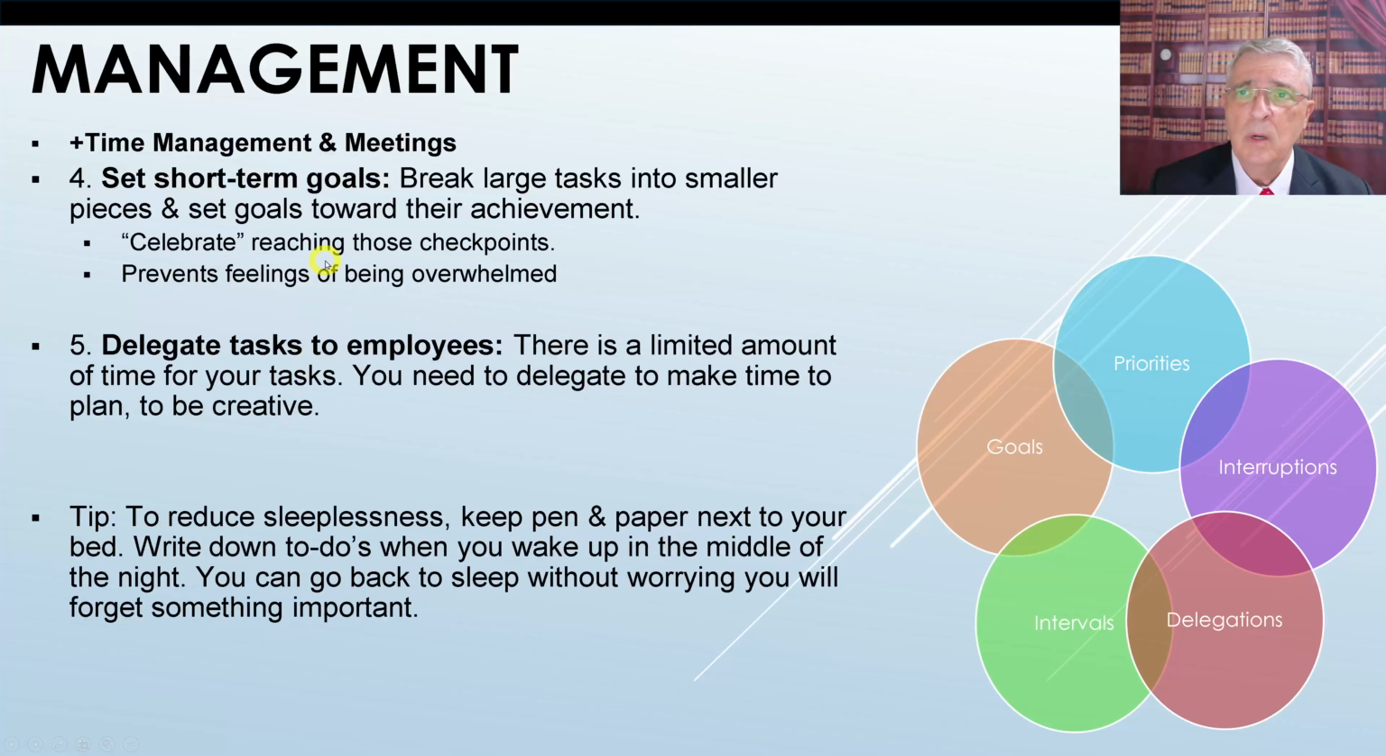You set short-term goals. You break big tasks into smaller pieces and you set goals towards that achievement. So maybe you have something that's going to take 5 days, and every time you finish a piece of it, you reward yourself by doing something. It can be something personal, like buying yourself a fancy dinner, or just allowing yourself to do something else at the end of the day.